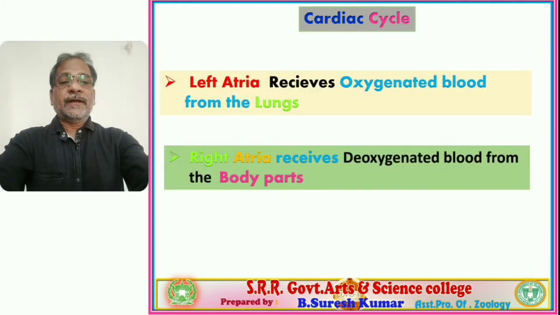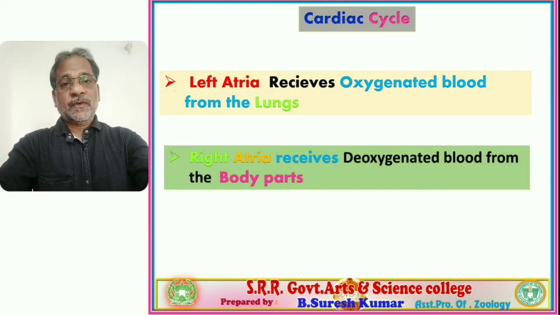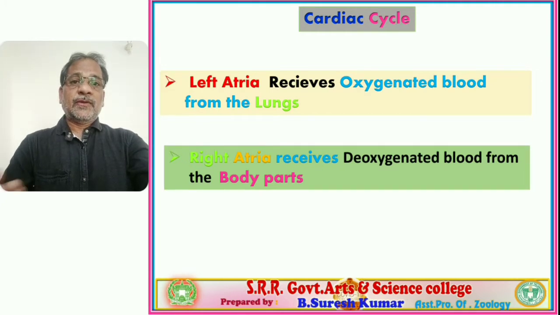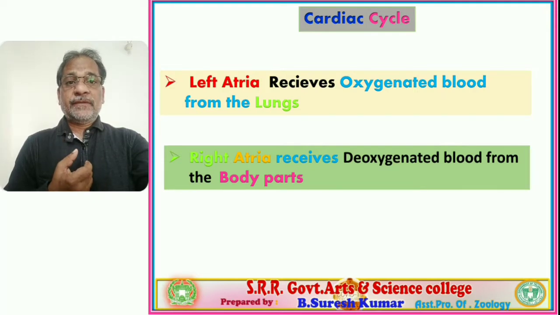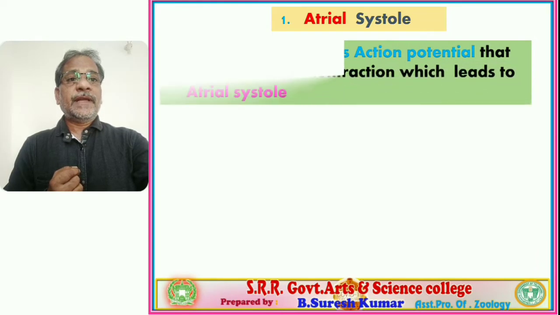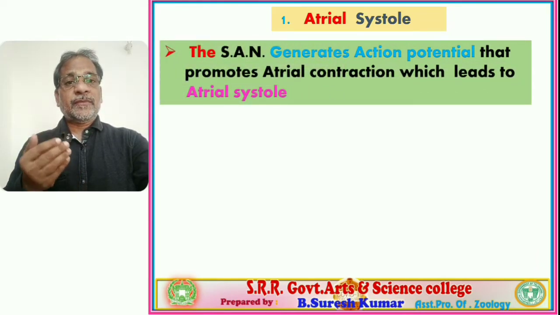Next, the left atrium receives oxygenated blood from the lungs. Already we discussed in the last class, the left atrium receives oxygenated blood from the lungs. In the same way, the right atrium receives deoxygenated blood from various parts of the body through the superior vena cava and inferior vena cava. So atria are receiving chambers: the left atrium receives oxygenated blood and the right atrium receives deoxygenated blood. Next, such blood, by opening of the bicuspid and tricuspid valves, automatically rushes into the ventricles during the relaxed state.